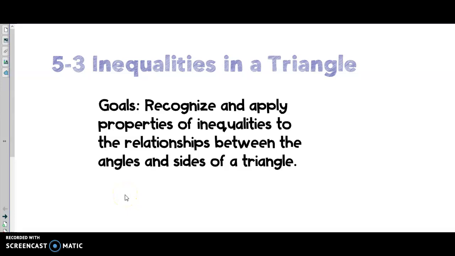Hi, lovely geometry students. Today we are going to be talking about section 5.3 from your textbook, inequalities within a triangle. So we're going to be looking at relationships between angles and sides of a triangle and also how we can relate angles to one another within that triangle as well.